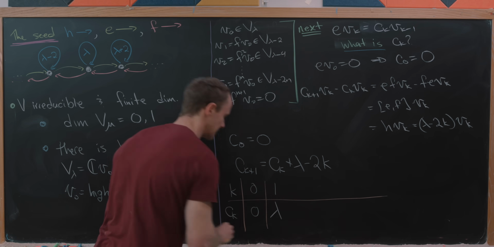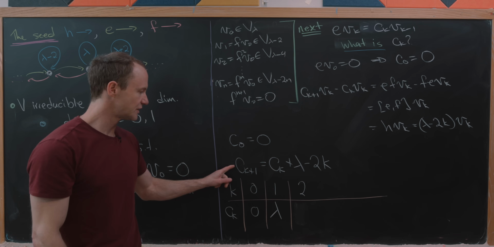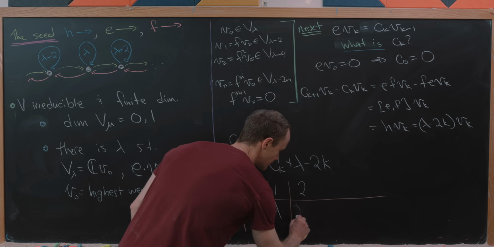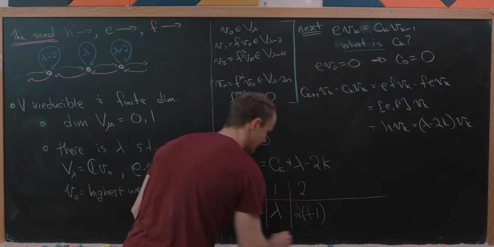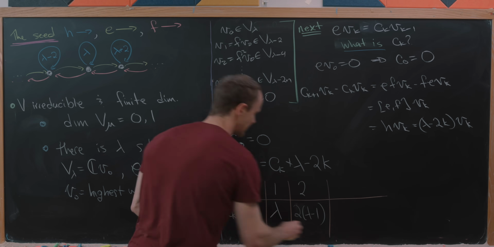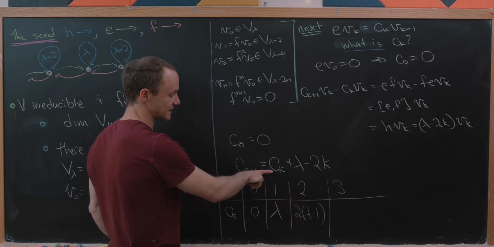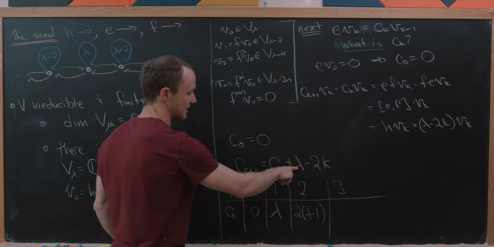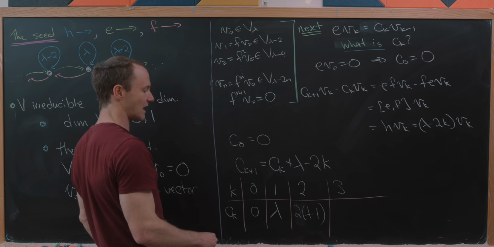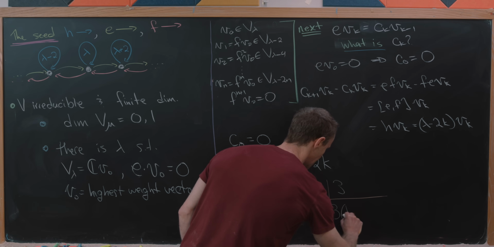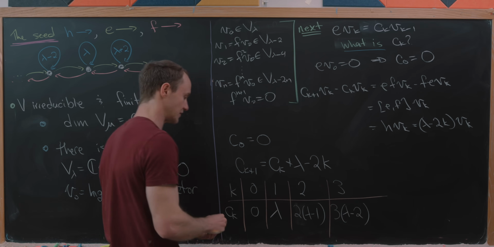That's simply going to be lambda. And then for C sub 2, we'll have lambda plus lambda minus 2. We can write that as 2 times lambda minus 1. And then for C sub 3, we'll have 2 lambda minus 1 plus lambda minus 4. So putting all that together, we're going to have 3 times lambda minus 2.